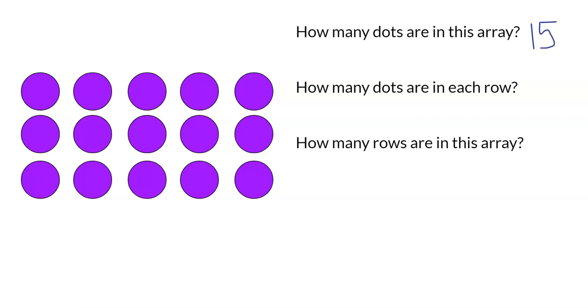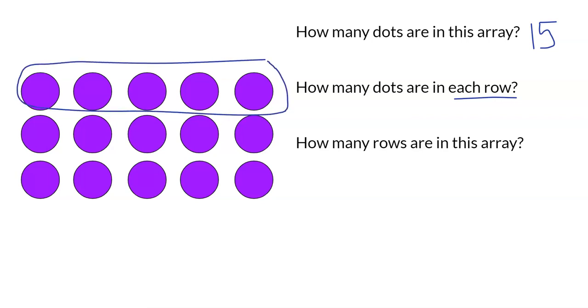We'll actually get to that in just a second. Now let's go ahead and answer the next question. How many dots are in each row? That's right, so we have 5 dots in each row. Now last question, how many rows are in this array? So we have 1, 2, 3 rows. So there are 3 rows in this array.